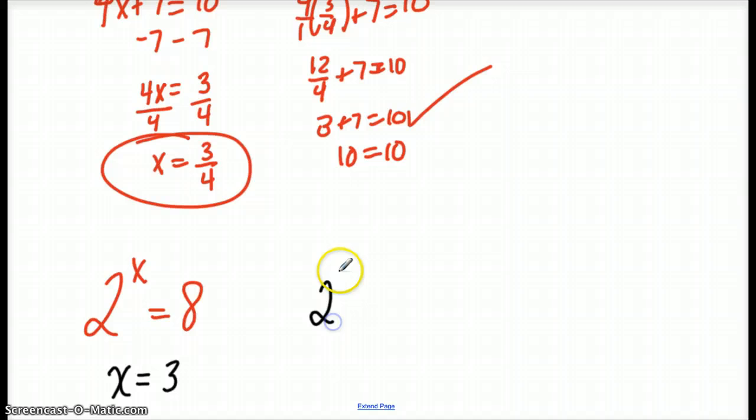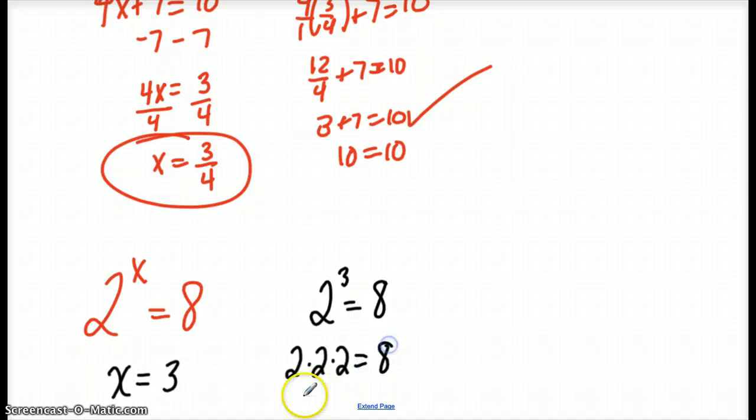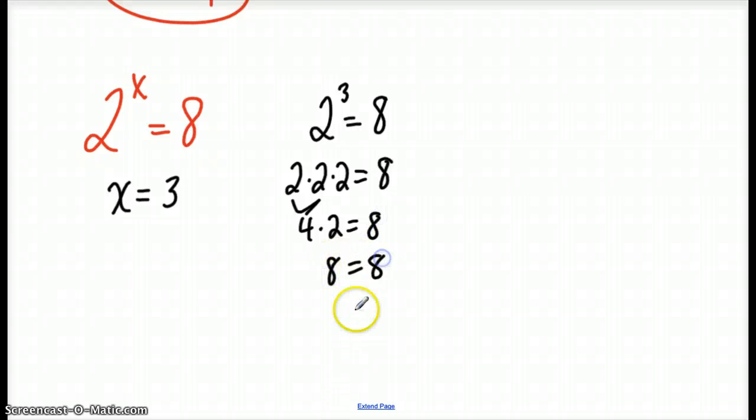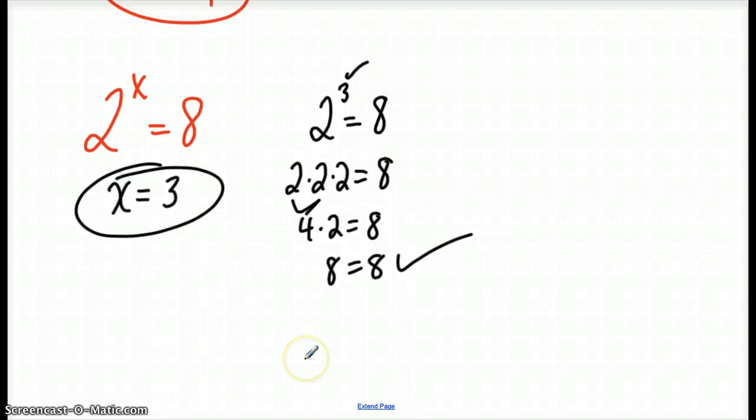Because if I check it, 2 to the third would be 2 times 2 times 2. That would be 4 times 2, and that would be 8 equals 8. So it checked out. 3 did make it true, so that's your solution. So that one you can do in your head.